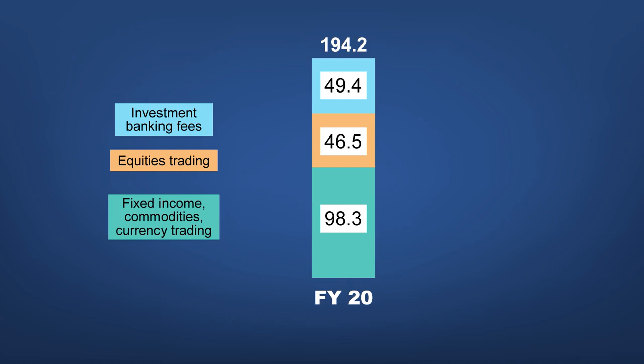Here is one final chart. It shows total investment banking and trading revenues for the 12 largest US and European institutions. Total revenues in 2020 were just shy of $200 billion. About $150 billion of that came from fixed income and equity trading, so that's around 75%. The remaining 25% came from investment banking fees.